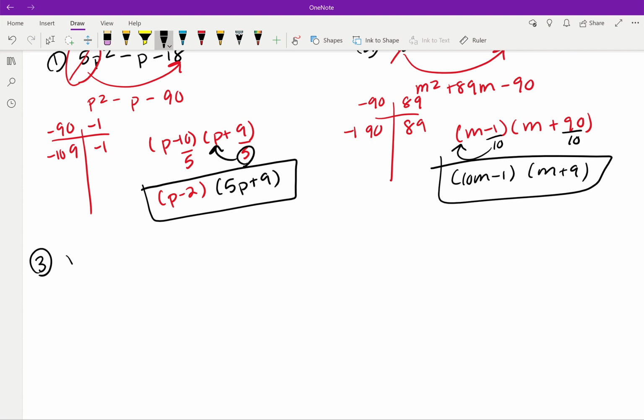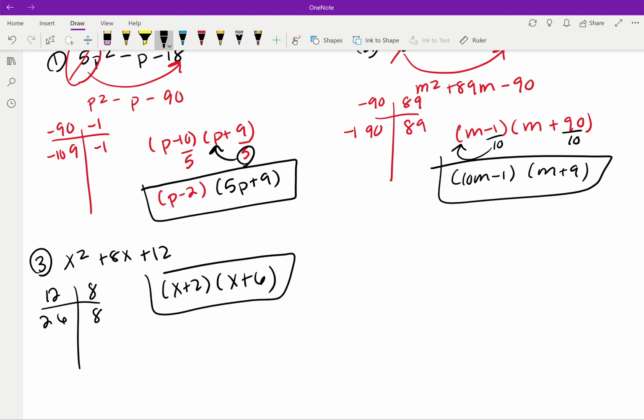So this is x squared plus 8x plus 12. This looks like factoring when a is equal to 1. So I need to find two numbers that multiply to 12 but add to 8, and that's going to be 2 and 6. So I have x plus 2, x plus 6. That's my answer. These ones were pretty easy.